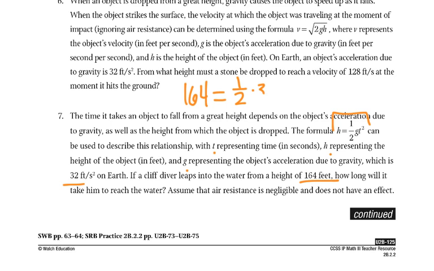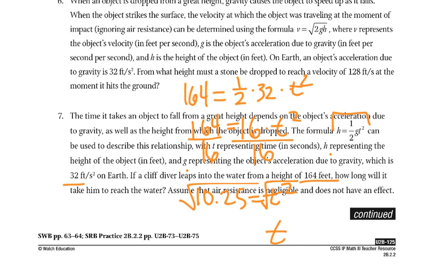So we're looking for time. So g is 32, t squared. So 32 times 1/2 is 16 times t squared equals 164. Divide by 16. So 164 divided by 16 is 10.25 equals t squared. So then we take the square root, and we get t equals the square root of 10.25, would be positive or negative 3.2. Can't have a negative time, so it would be 3.2 seconds, roughly.